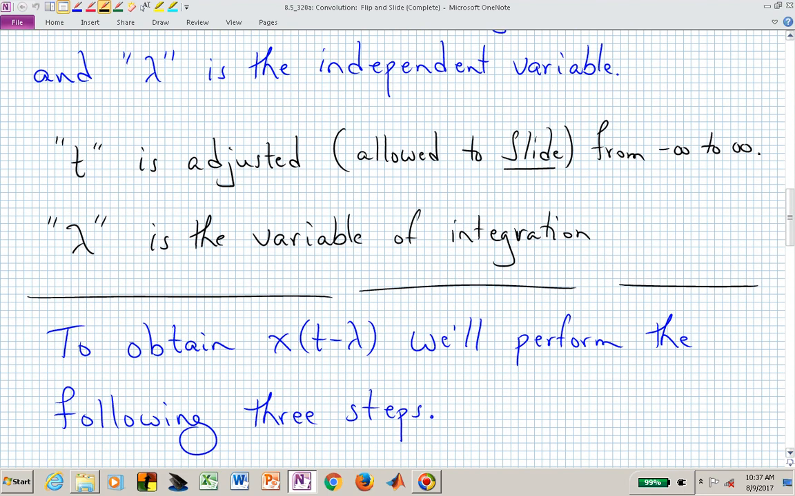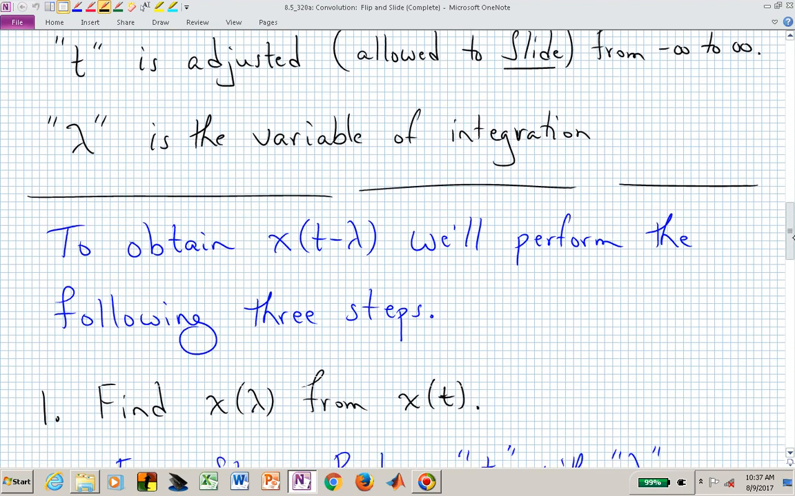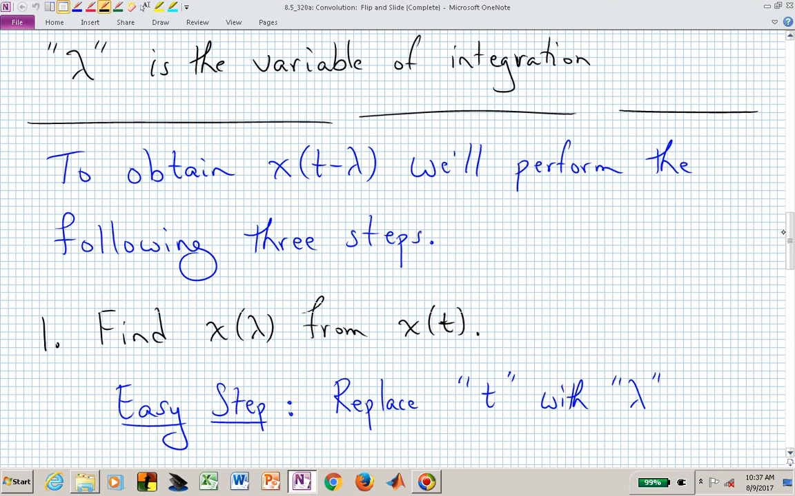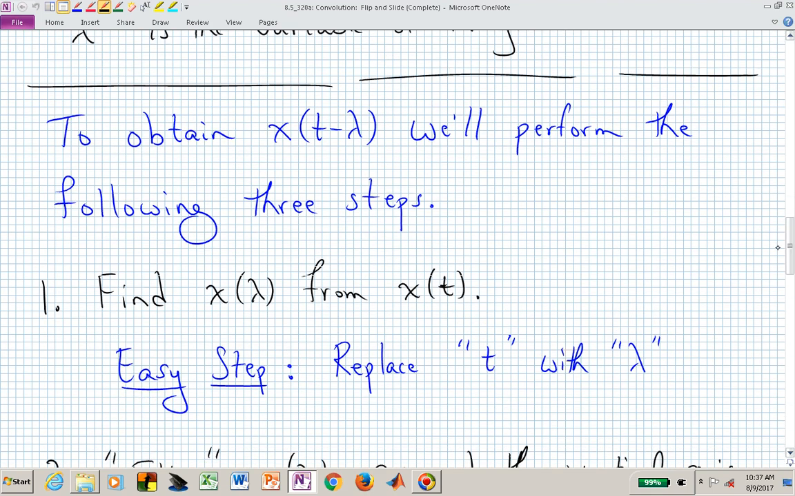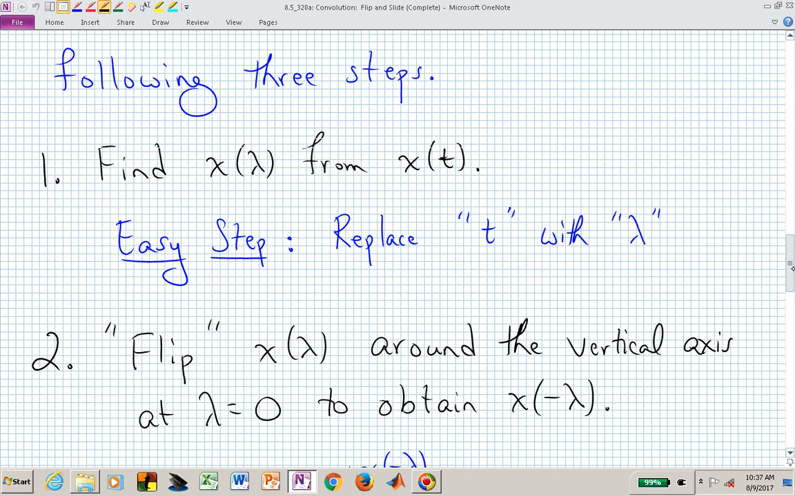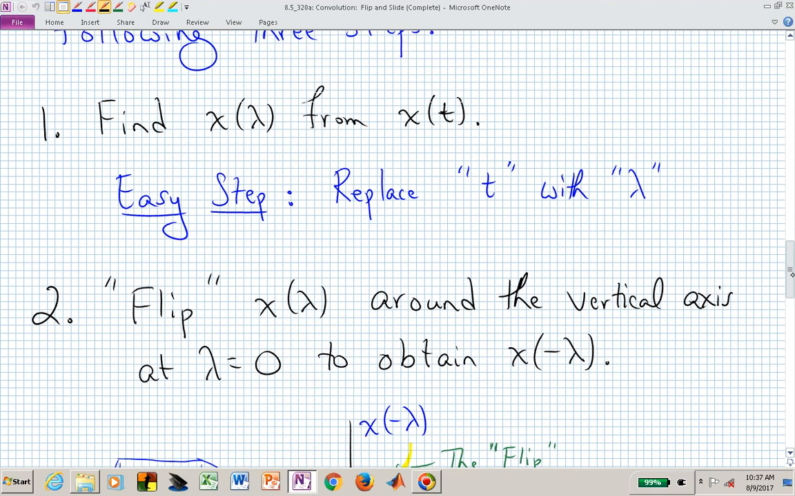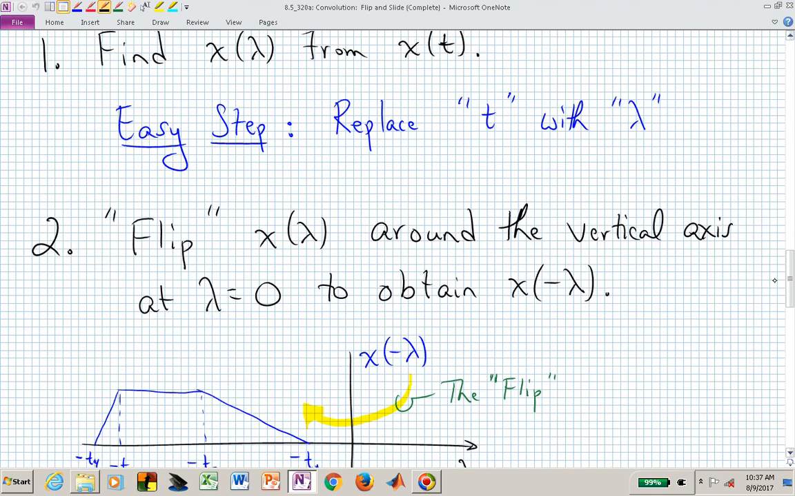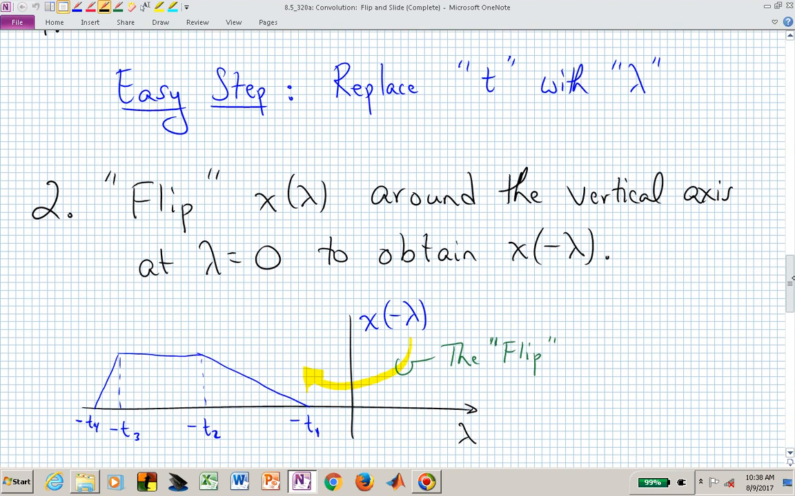And we're actually going to break up finding x of t minus lambda into three different steps. First is really the trivial step or the easy step, and that is to replace t with lambda. The next step is to actually flip x of lambda. We just found that in step number 1. We want to flip x of lambda around the vertical axis at lambda equal to 0.